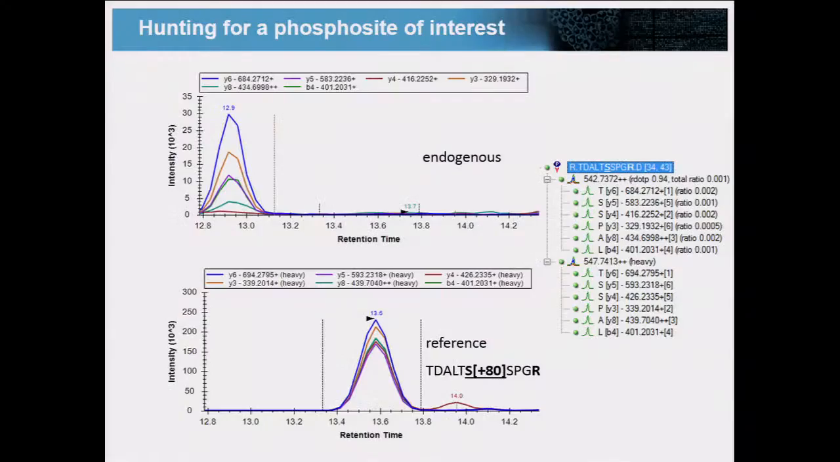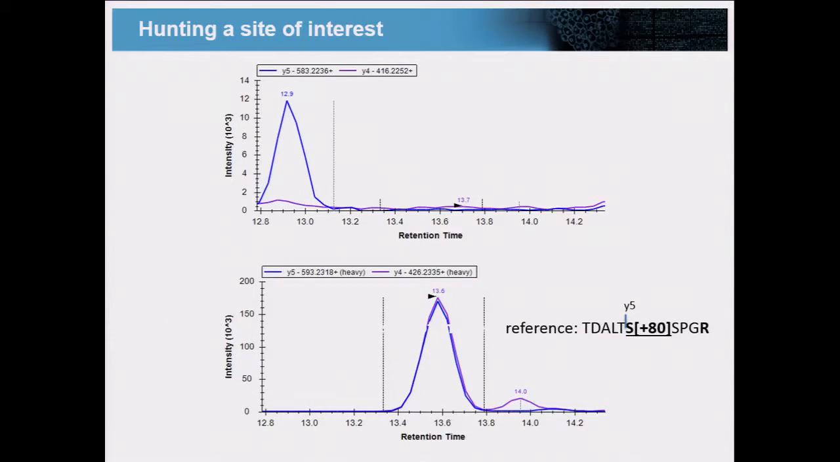So yes, we could look at a B series. In this case, I looked at the Y series. And for example, here I just show you Y4 and Y5. Y5 and Y4 on the heavy co-elute very nicely. On the light, we only have Y5. We don't have really a signal for Y4, and of course we have nothing in the expected retention time. So where would you guess is the phosphorylation?